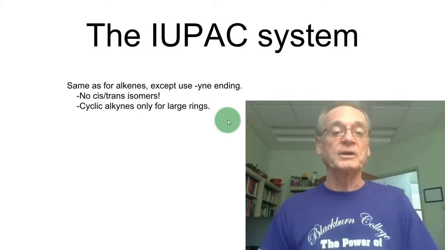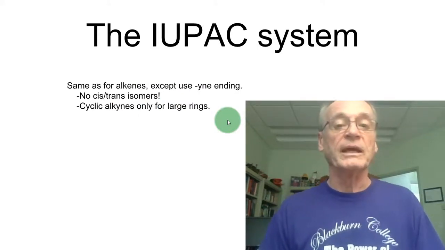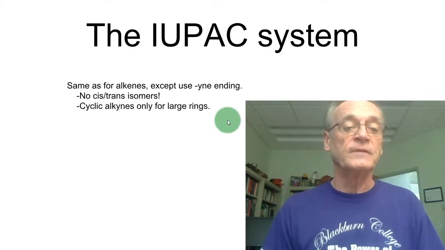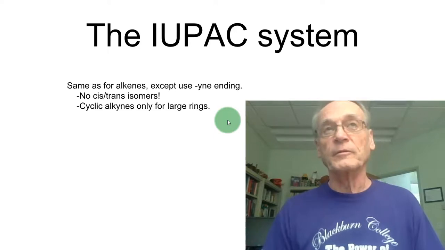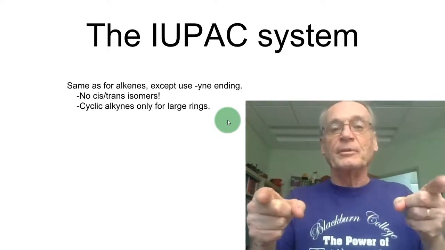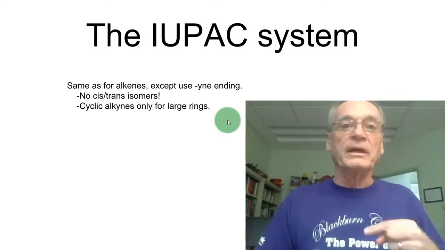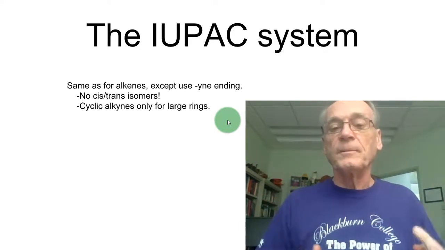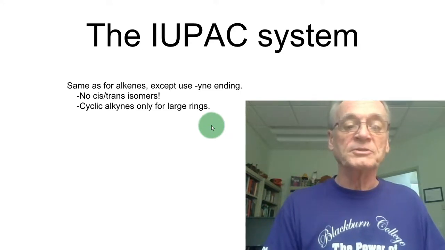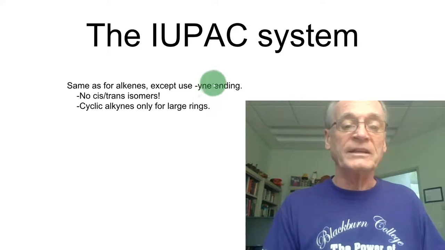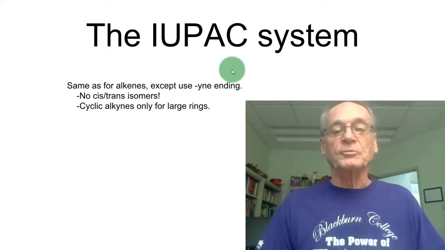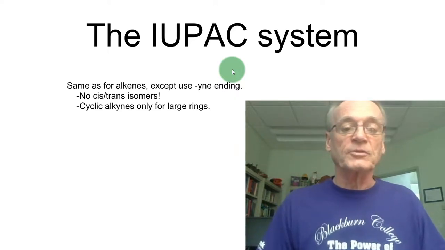Now, let's talk about the IUPAC system. As we saw with alkanes and alkenes, it's basically the same system. You're going to find the longest chain. You're going to number it from one end or the other. You're going to put in a root that indicates how many carbons there are. For example, meth, eth, prop, but, pent, hex, and so on. And you're going to put an ending that indicates what the functional group is. In this case, we're going to put the ending YNE for alkynes. We saw for alkenes it was ENE, and for alkanes it was ANE. And so, again, that makes perfect sense.